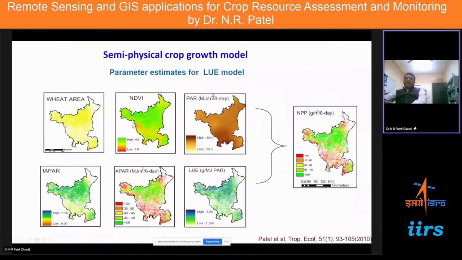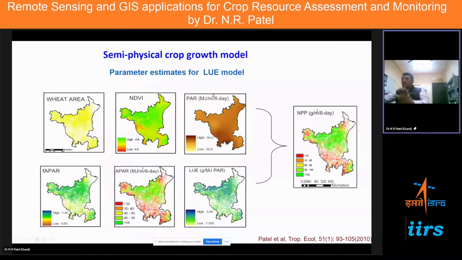Here you see the wheat area. For every pixel, the wheat NDVI is there. Photosynthetically active radiation, which is sunlight, we multiply with the fraction of absorbed photosynthetically active radiation, and you get the total absorbed photosynthetically active radiation for 8 days. Multiply with the light use efficiency, meaning dry matter or biomass produced per unit of absorbed photosynthetically active radiation utilized. That is called light use efficiency. Multiply APAR into light use efficiency and you get the NPP, or you can say biomass, for every 8 days.